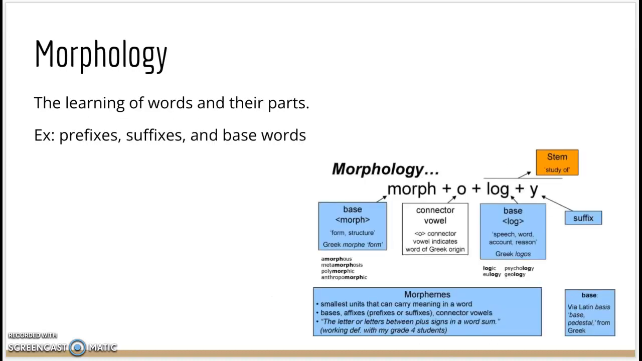Morphology is the learning of the words and their parts. So an example might be a prefix, a suffix, or a base word. And then I found this example, and it kind of breaks down the word morphology into base, connected vowel, base, suffix, and it just kind of shows the way that we learn words based on smaller parts, and how it can be broken down.